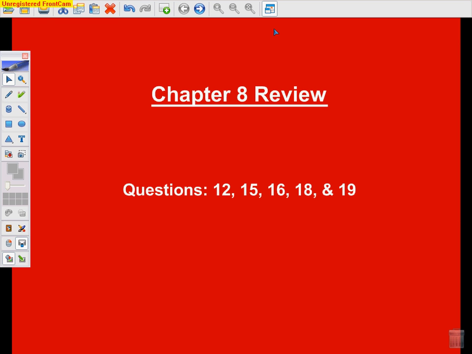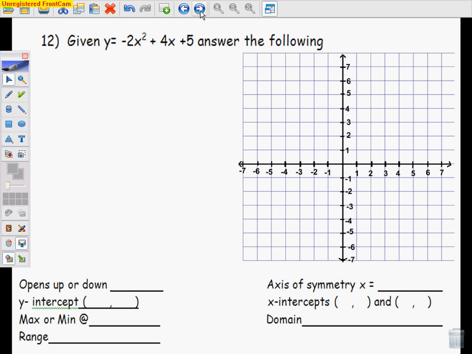We're going to be covering questions 12, 15, 16, 18, and 19. Alright, number 12 says, given y equals negative 2x squared plus 4x plus 5, answer the following. Well, first they want you to answer this question based on what you know about the graph. So let's go ahead and graph this first.